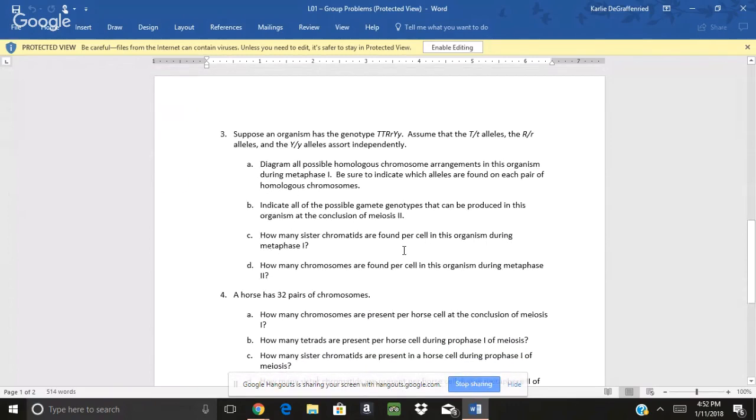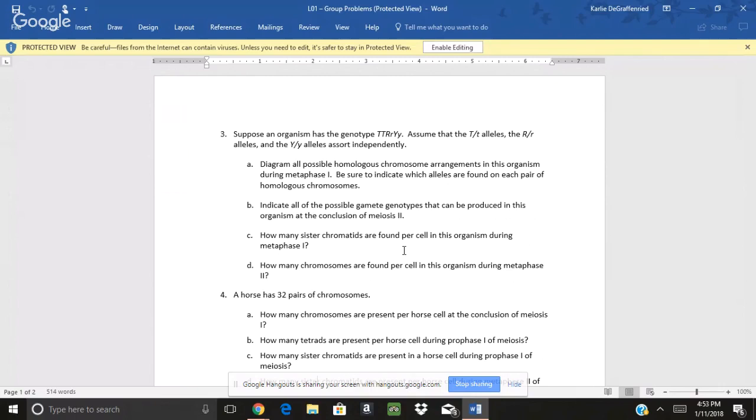Suppose an organism has the following genotype. Assume that the alleles assort independently. Diagram all possible homologous chromosome arrangements in the organism during metaphase I. Be sure to indicate which alleles are found on each pair of the homologous chromosomes.